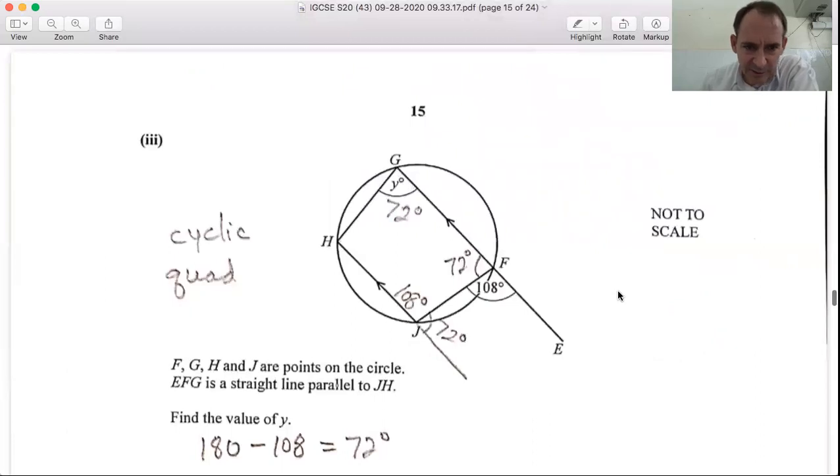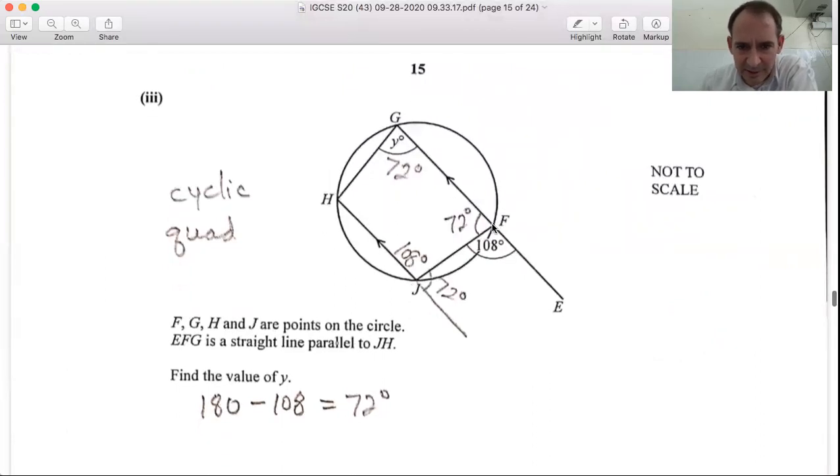Here we have our cyclical quadrilateral. Notice all 4 points are on the circle, and it's a quadrilateral here. So if we start with this 108, we have a straight line that gives us 72. And because these are parallel lines, alternate interior angles are equal.